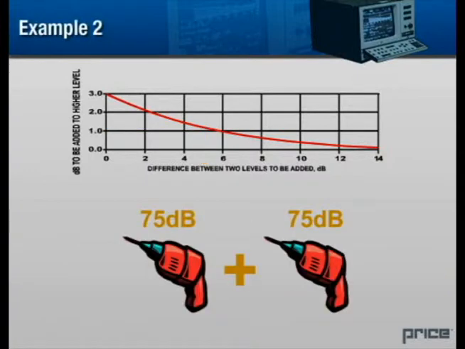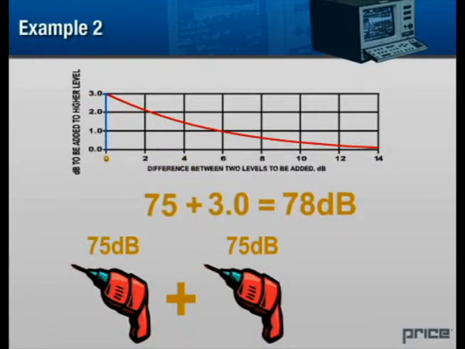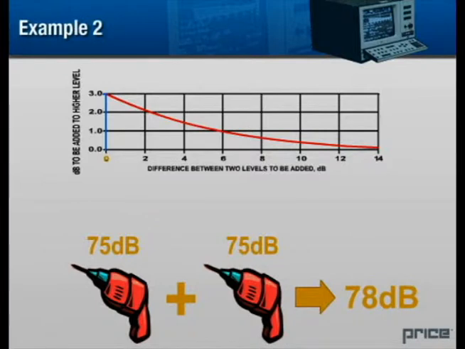In this example, both hand drills have sound levels of 75 decibels. The difference in the two sound levels is 0 decibels. We find that value at the bottom of the chart and extend a line from this value upward. The resulting 3 decibels is then added to the sound value of either source for a total sound level of 78 decibels.